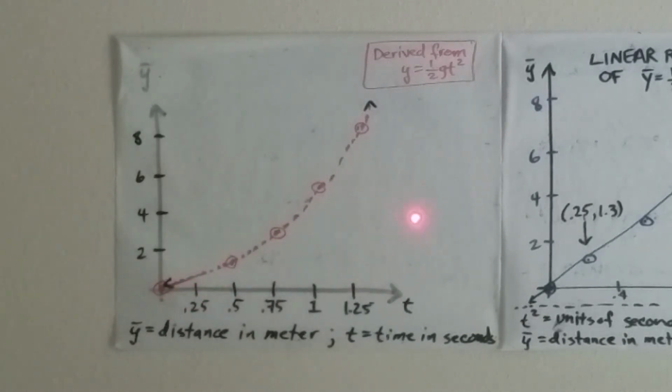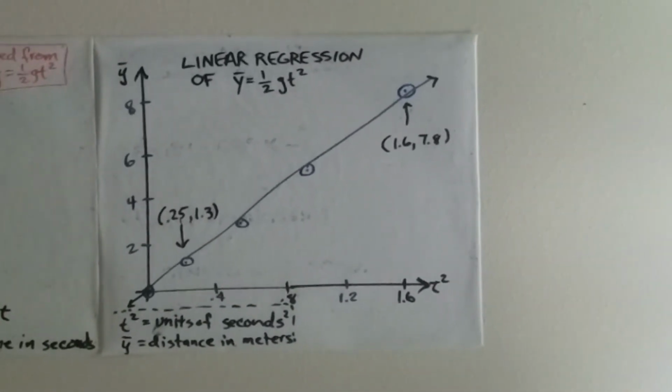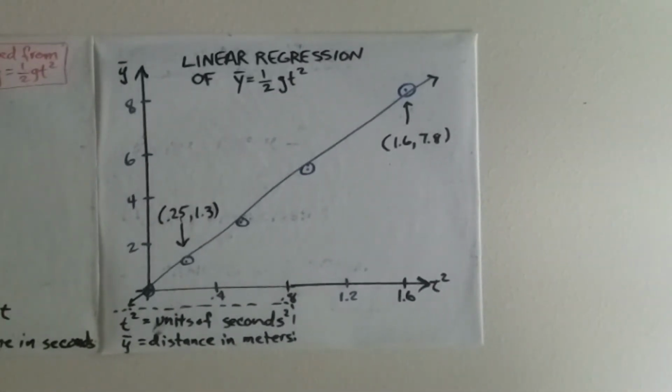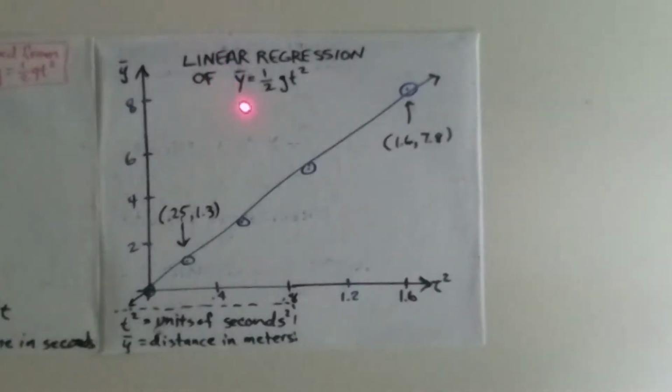And then what you had to do also in the chart was figure out what t squared was, and that was simply by squaring the values of t that were on the left side of the chart. So for example, one value of t was 0.5, and to square that you would have gotten 0.25.